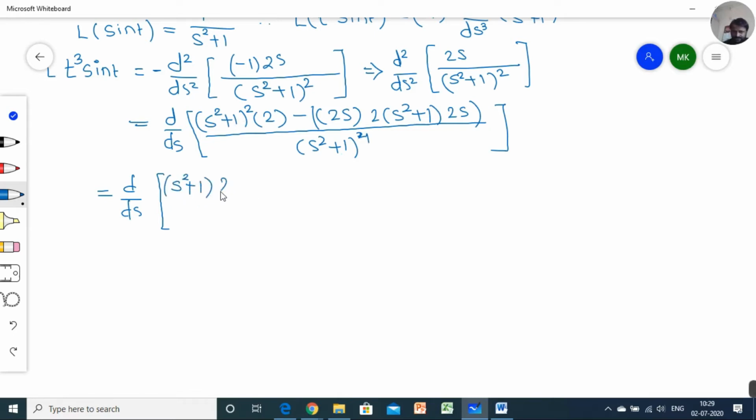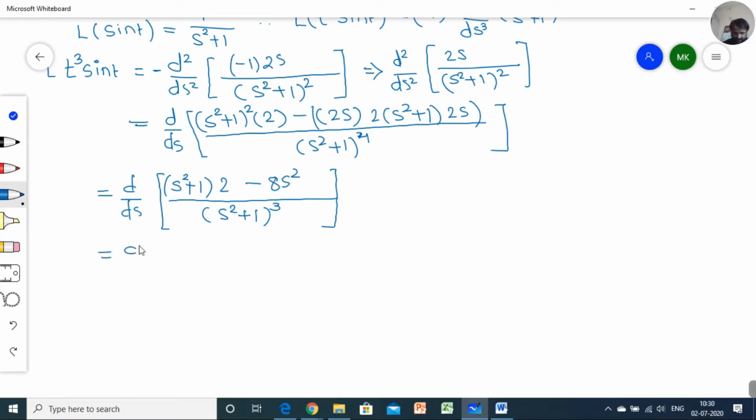Into 2 minus, see this part is taken outside. So 2 into 2 into 2, that is 8s square remaining, this part 8s square divided by s square plus 1 raised to power 3. I just took s square plus 1 as a common factor. Here s square plus 1 is 2 times, that's why 1 time is kept as it is. Here it is 1 time, so it is completely taken outside as common and cancelled by the denominator power. So this is our d by ds.